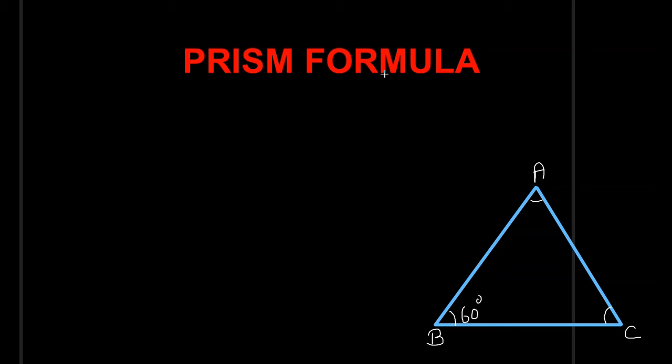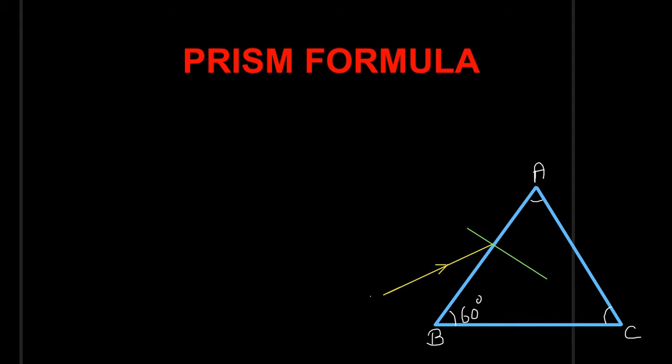Prism formula. Let us consider an equilateral prism ABC. Each angle of the prism is 60 degrees. A ray of light PQ falls on the face AB at an angle of incidence i. Let us draw a normal to this face at the point of incidence.